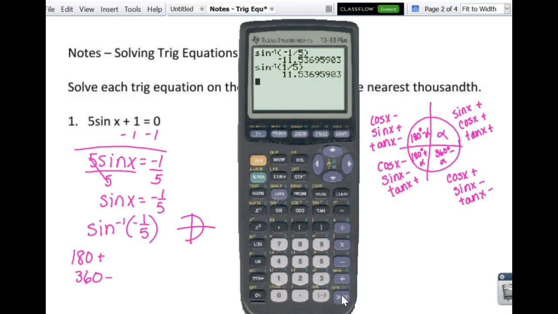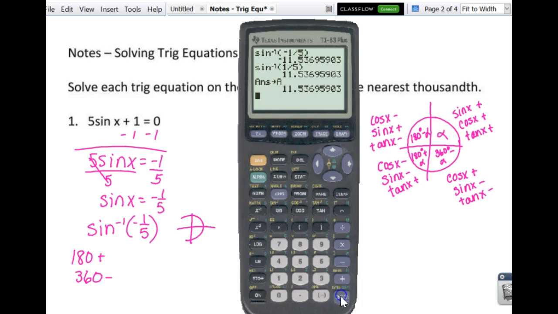All right, so I get this answer. So I want to store it. So I'm going to push the store button right here. You actually have to pay attention to me and not Brenda, okay? So the store button, and then it's asking you where do you want to store it. And I want to store it in A. So I'm going to push the green button and the button right under it.